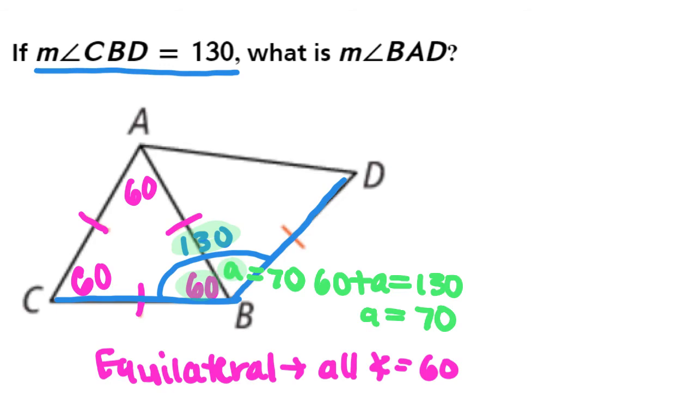Now the last thing is I have my big triangle here with these congruent markings. Since we have these congruent markings, we know it's an isosceles triangle.